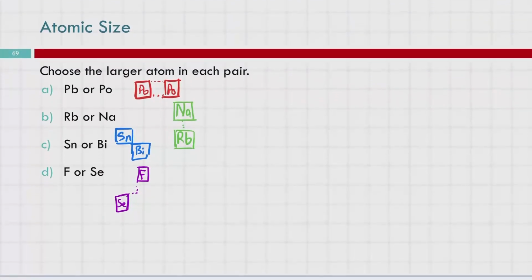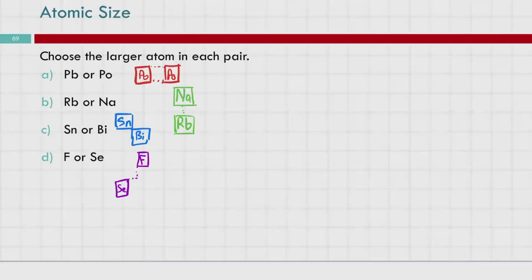Okay, so thinking about those two trends, we want to choose the larger atom in each of these pairs. I've drawn them out the way that they are relative to each other on the periodic table. So think about what's the trend. For lead or polonium, Pb is over here, Po is over here. Which one is going to be larger? Pb, lead, is going to be larger. It's further to the left, so it's larger. It has fewer protons, less positive charge in its nucleus, and so the electrons aren't getting sucked in quite as much. And they're in the same row, so that's the only comparison that we can make.